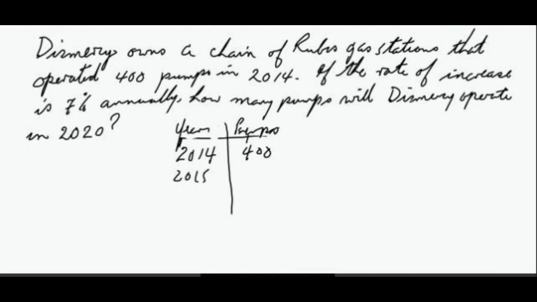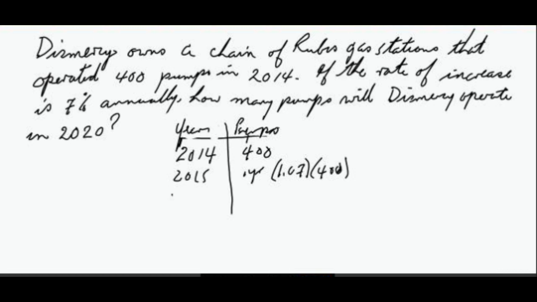2015. What do we say now? 1 year has passed. So it would be 1.07 times 400.